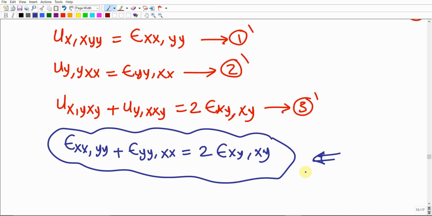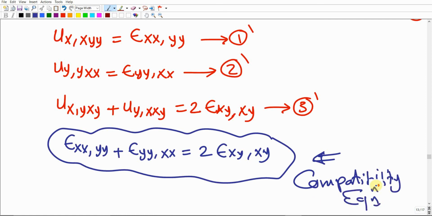Compatible to give a unique solution, or not compatible, giving multiple solutions, in which case it will not be accepted. In terms of continuum mechanics, we consider there is no solution for this problem. Right? So what is the condition? This is the condition. This is known as the compatibility equation, or the compatibility condition.